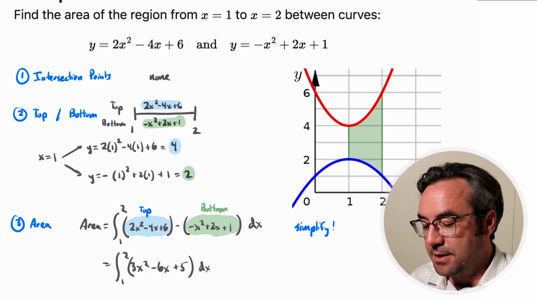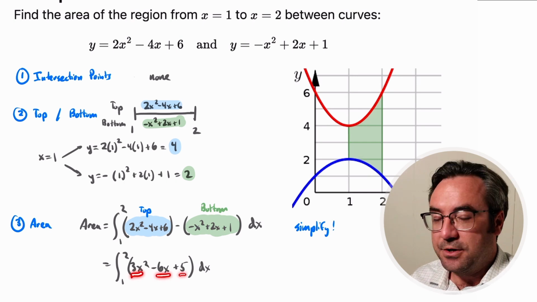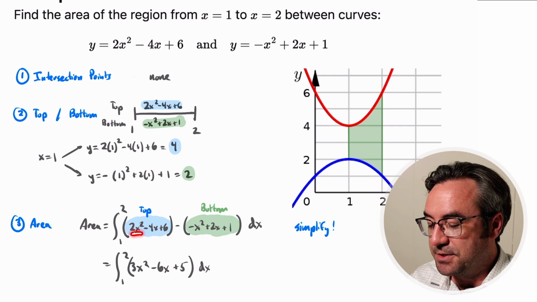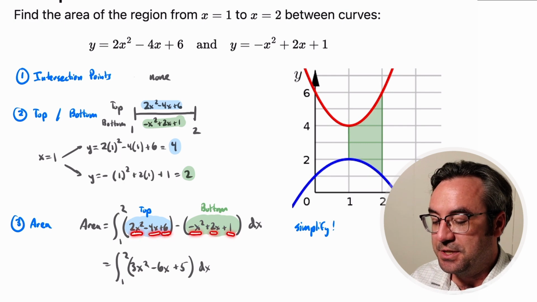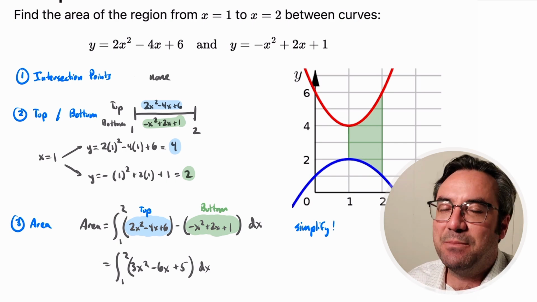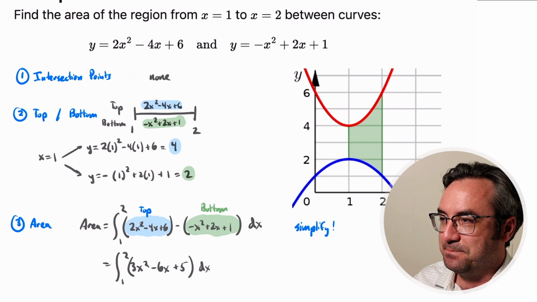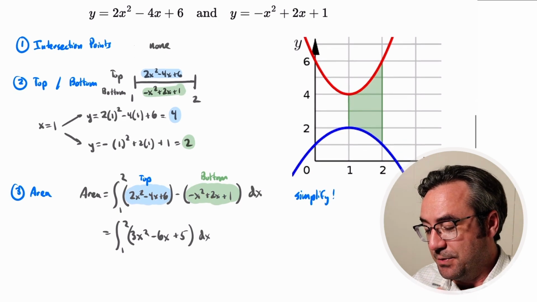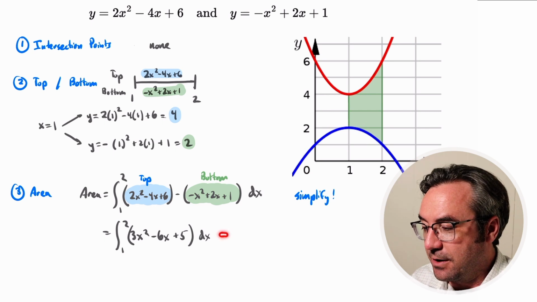So notice we only have 3 terms to integrate here, whereas we have 6 terms to integrate here. So it just makes that much easier if you try to simplify. All right, so now let's integrate. So let's get our antiderivative.